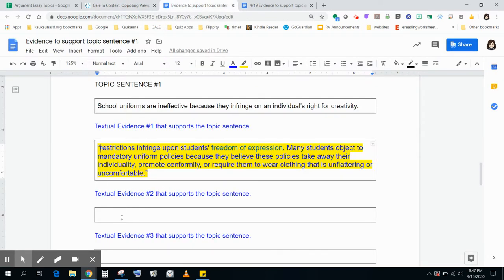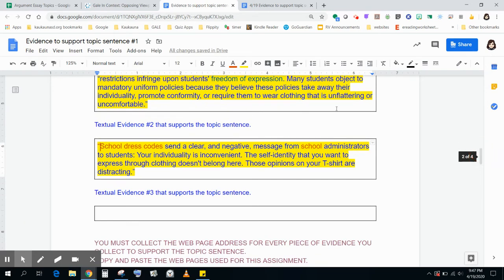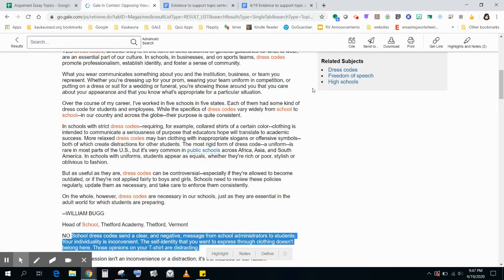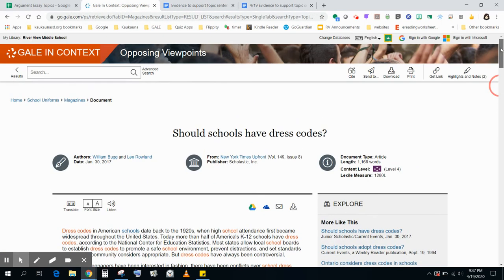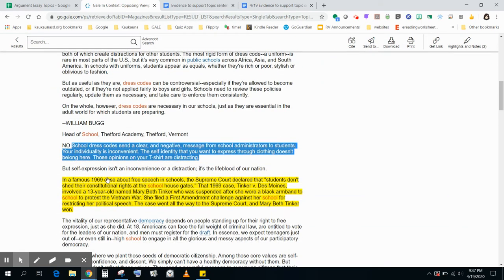So I'm going to copy that and paste it in the document. I will put quotation marks at the beginning and the end because it is a direct quote and I don't want to forget that it's a direct quote. Now I need one more piece of evidence, and I did find it in the article titled "Should Schools Have Dress Codes?" As I keep scrolling down, this one is a voice of authority because it comes from the Supreme Court. "In a famous 1969 case about free speech in schools, the Supreme Court declared that students don't shed their constitutional rights at the schoolhouse gates.